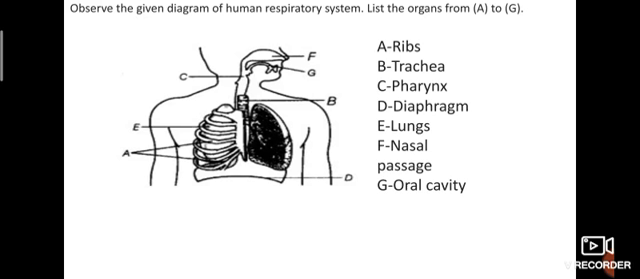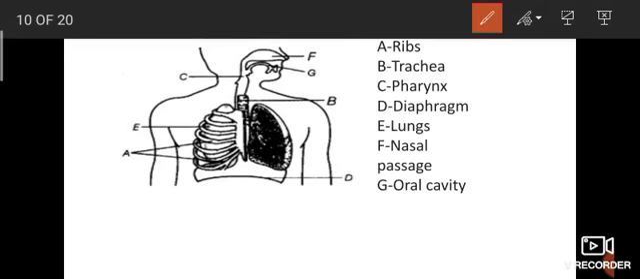Next one. Observe the given diagram of the human respiratory system. List the organs from A to G. So what are the parts that participate in our respiration? Firstly, A. This is our rib. Next one, B. That is trachea. Next one, C. Pharynx, our throat. Next one, D. Diaphragm.